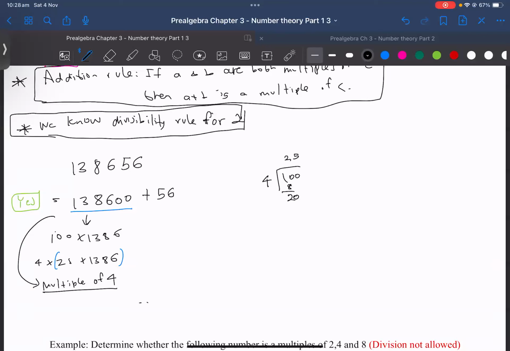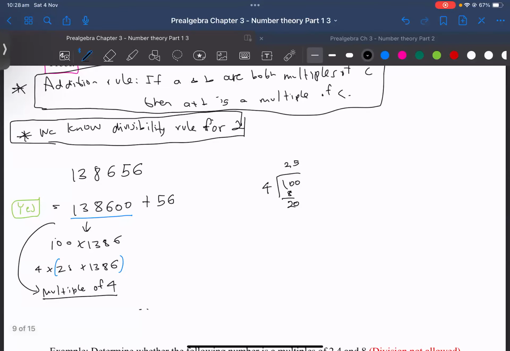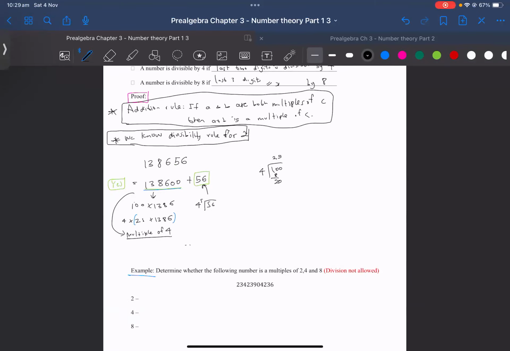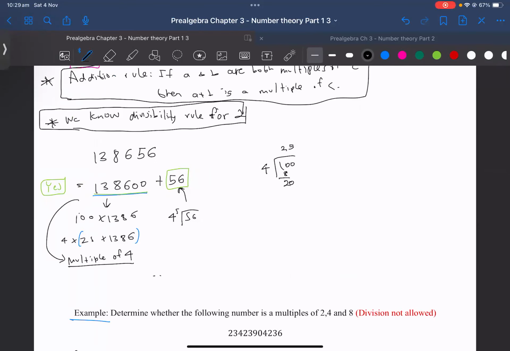And by the addition rule, we know the first number is a multiple of 4. That means for the whole thing to be a multiple of 4, this needs to be a multiple of 4, right? So if this is a multiple of 4, and the whole thing's a multiple of 4, that means if the last 2 digits is a multiple of 4, it would be. Does that make sense? So if 56 is a multiple of 4, which it is, that means the whole thing is a multiple of 4. And if it wasn't, the whole thing's not a multiple of 4.